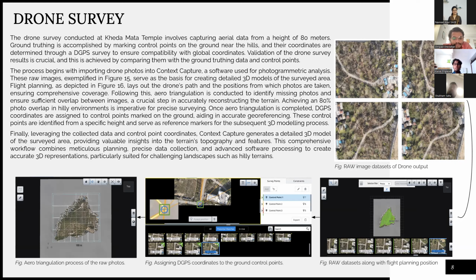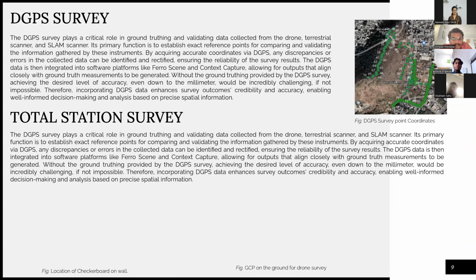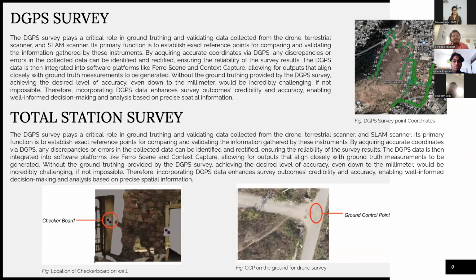The final output generated from the drone survey will be a 2.5D model and a 3D model. The 2.5D model is a digital elevation model that can be imported into Google Earth and has data regarding the Z axis of a plane. The DGPS survey and the total station survey were used as ancillary surveys to improve the quality of the other advanced surveys.